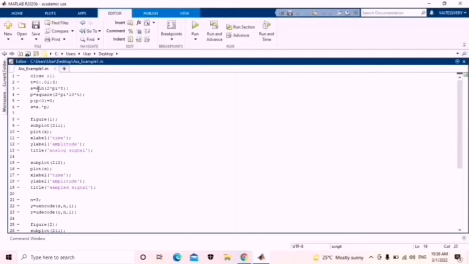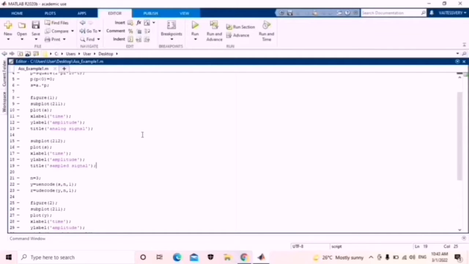Then we make a sine wave by using the parameter 2 times pi times time. Then this expression shows the square wave by using 2 times pi times 10 times time. And this shows the square is greater or equal to 0. Next we make the sample signal by using A to represent the sine wave, dot product times P, which represents the square wave. These codings plot the graph: we plot the analog signal, and then we plot T against the sine wave, with X label as time and Y label as amplitude.